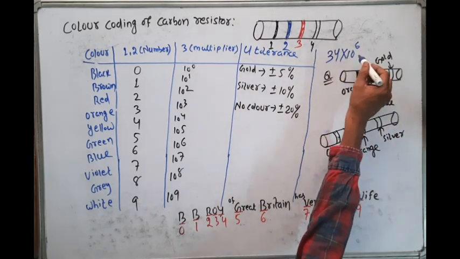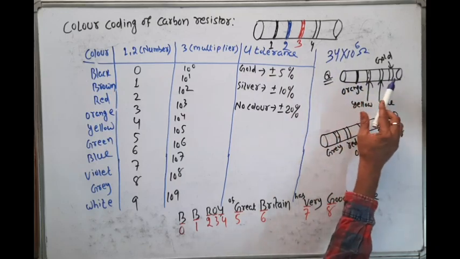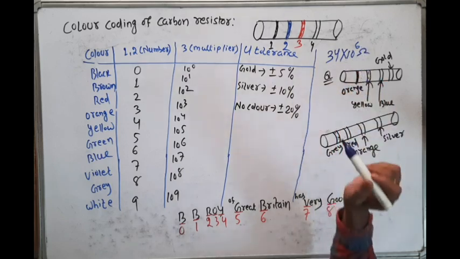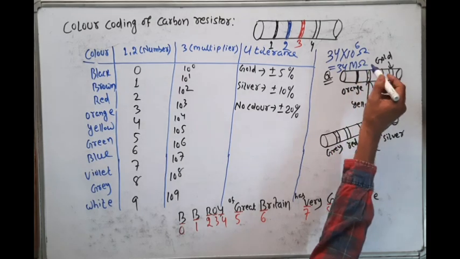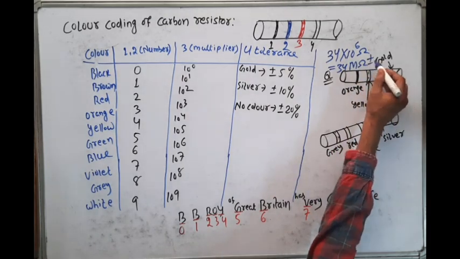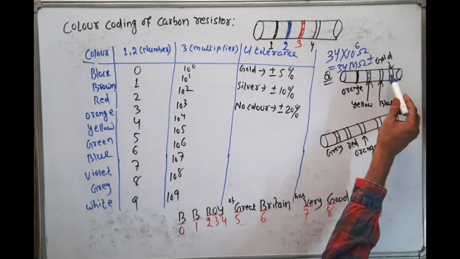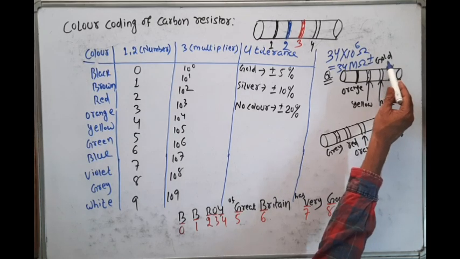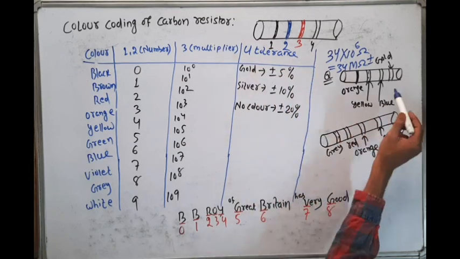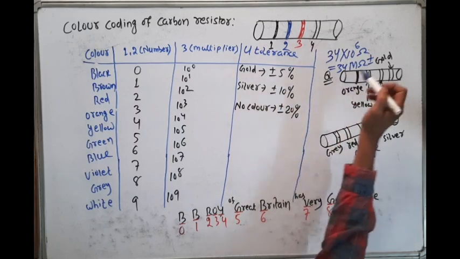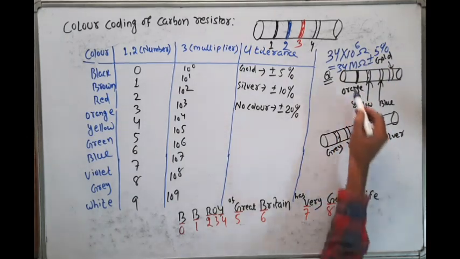So this is the resistance in terms of ohm. The resistance of this carbon resistor is 34 into 10 to the power 6 ohm, that implies it is 34 mega ohm. And what is the tolerance value? Tolerance value means the resistance may be more or less than this by what percentage. Here the fourth color band is gold, which gives the tolerance value. What is the percentage for gold tolerance? That is 5%. So this is the resistance of this carbon resistor.